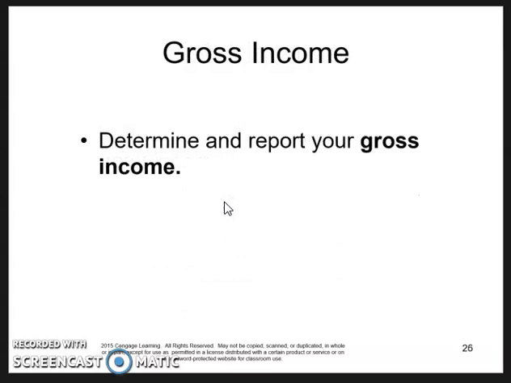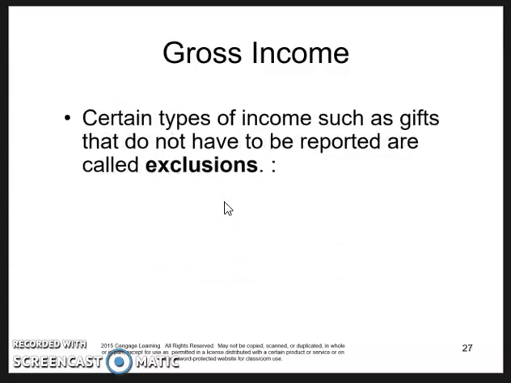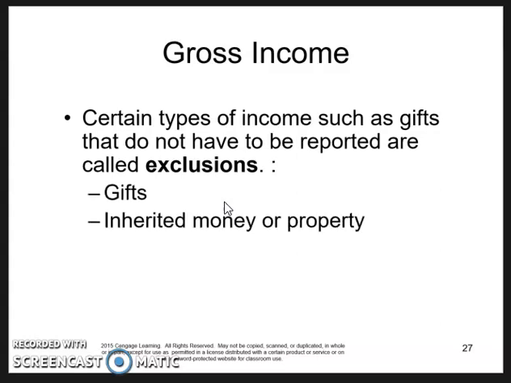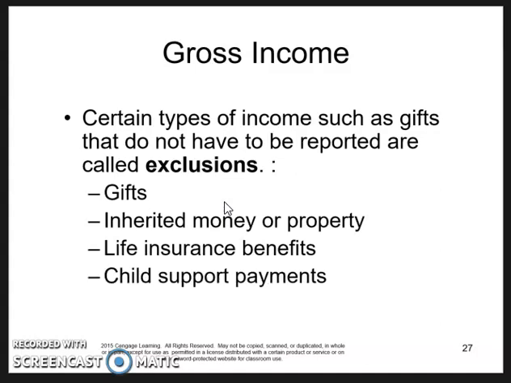So determine and report your gross income. Some types of income, like gifts and so forth, are exclusions. So gifts, inherited money or property, life insurance benefits, child support payments. Those are exclusions.